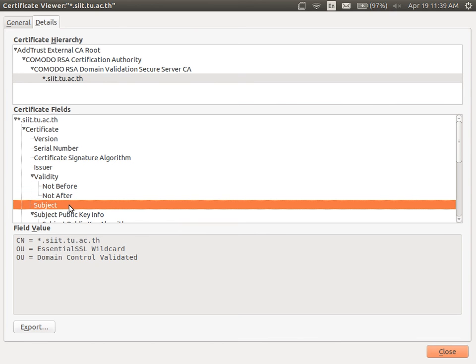The subject is who owns the public key in this certificate. That is the server identifier. When we said IDS, the ID of the server, for websites, that is a domain name. It's called the common name, CN. In this case, the domain name is anything.sit.tu.ac.th. So the certificate is valid for multiple websites for SIT.